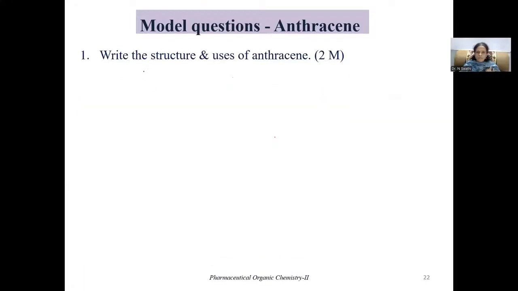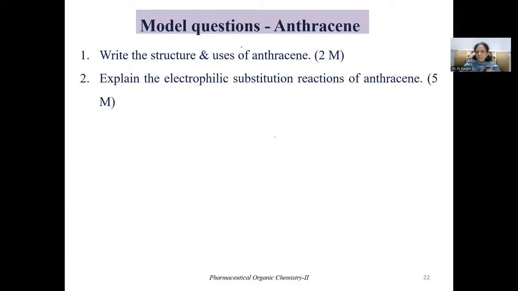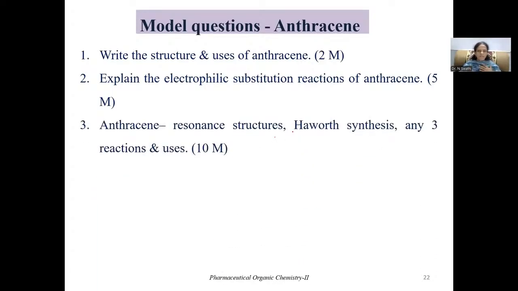So the first question is: write the structure and uses of anthracene. This you may get as a 2 marks question. Then explain the electrophilic substitution reactions of anthracene for 5 marks. So here you can write the point of attack which can be accounted for 2 marks: alpha, beta and gamma positions, which attack is preferred. And then 3 marks is for the examples. So whatever examples I have given, out of which you can select any 2 or 3 examples, you can write them without any mistake. So in that way the marks division will be there.